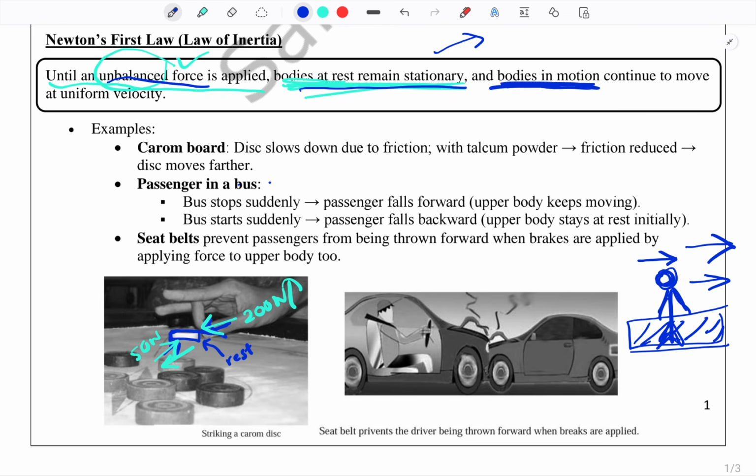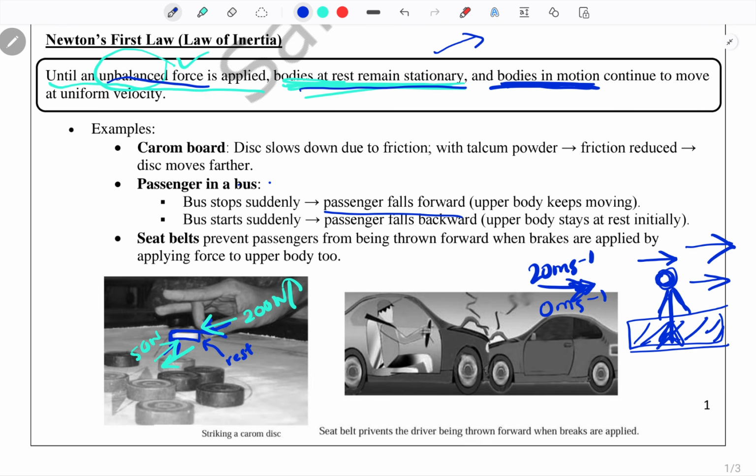So until that unbalanced force is applied to you, your body continues to move with the previous uniform velocity of the bus. Think the bus is moving at 20 meters per second at the beginning. So your body is trying to move at 20 meters per second, but the bus is stopped. Now the bus velocity is 0. Your body is still trying to move at 20 meters per second. That's why your body falls forward.